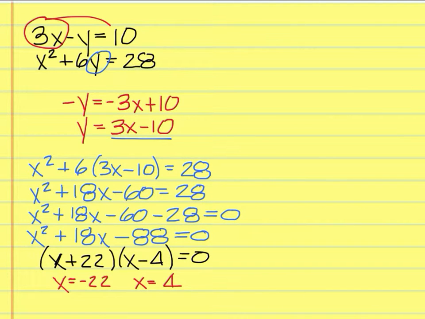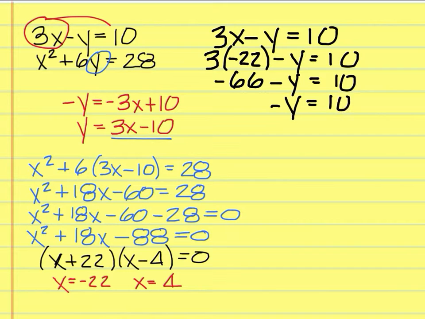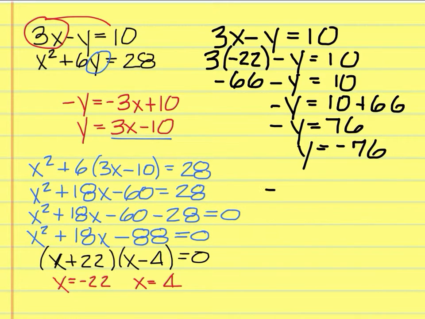So we'll start with 3x minus y equals 10, and we're going to plug in a negative 22 first. When we do that, we're going to end up with negative 66 minus y equals 10, and move that negative 66 to the right, make it plus 66, and get a 76, which then becomes negative 76. We put in a negative 22 and got back a negative 76. I guess the mark didn't show up when I tapped it.